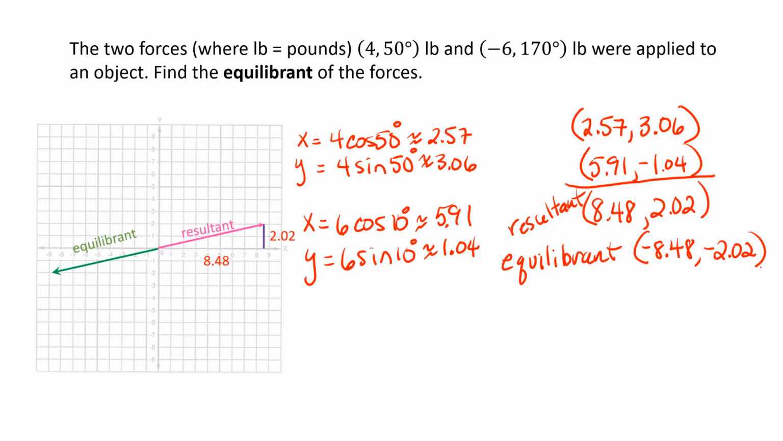But we also want to find the polar coordinates of the equilibrant, so we're going to just change the resultant to polar coordinates first. We're going to take the resultant, 8.48, 2.02, and change that into polar coordinates. So we'd find theta and r. To find r, we're going to use the Pythagorean theorem, 8.48 squared plus 2.02 squared equals r squared. And if we punch that into the calculator and take the square root, we are going to get that r is 8.72.